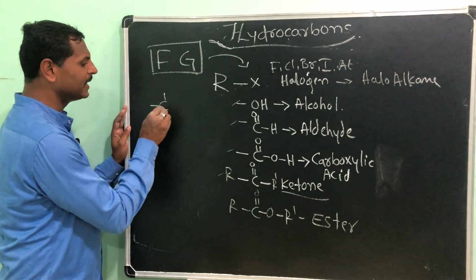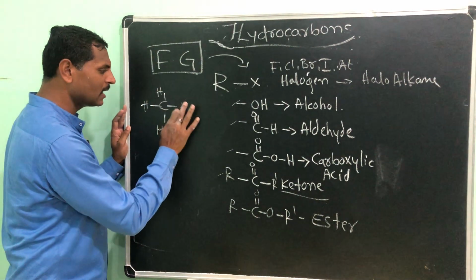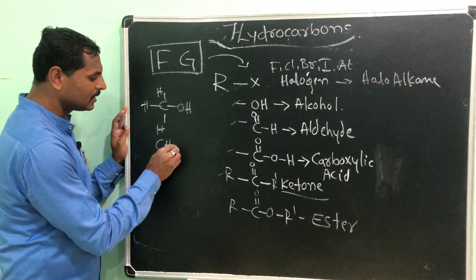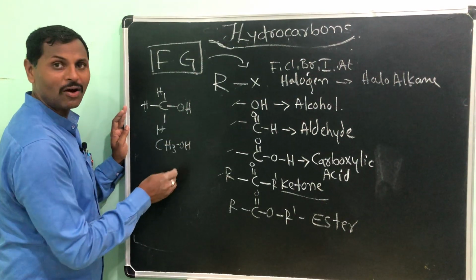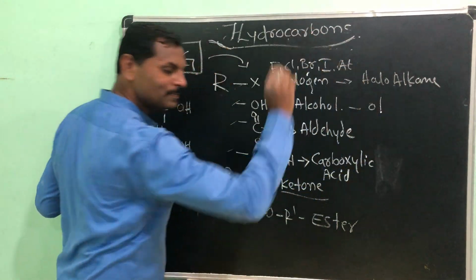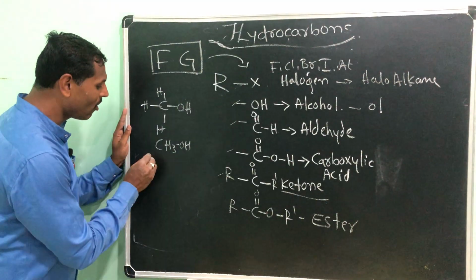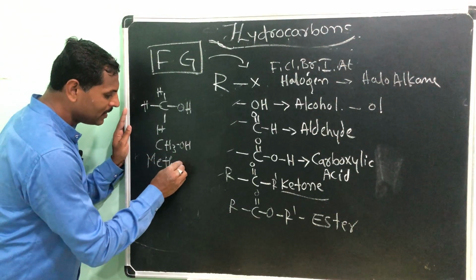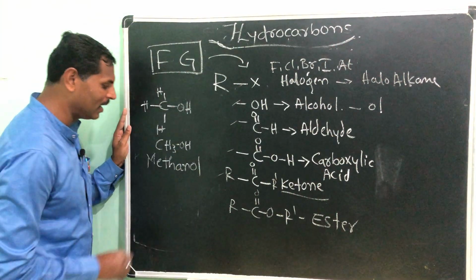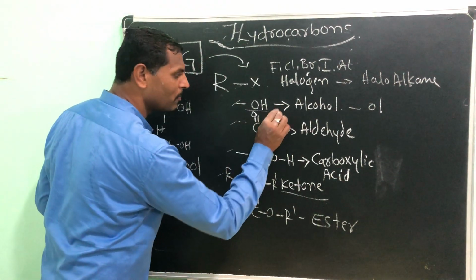Suppose if I take the same methane, see here, same methane, in place of H I will simply add the OH group. Then it will be CH3OH. We will call it methanol. And with the OL suffix, what we have to use? OL, methanol. See here, I will write methane. E was there, remove that E, add OL, methanol. Understood? So this is the alcohol group.